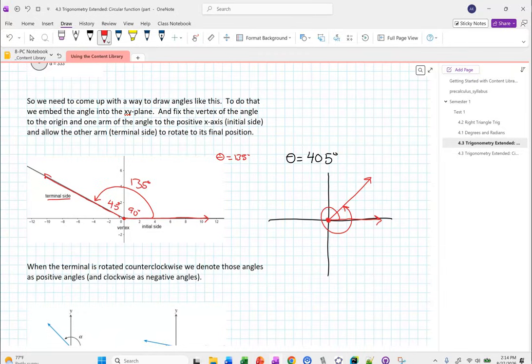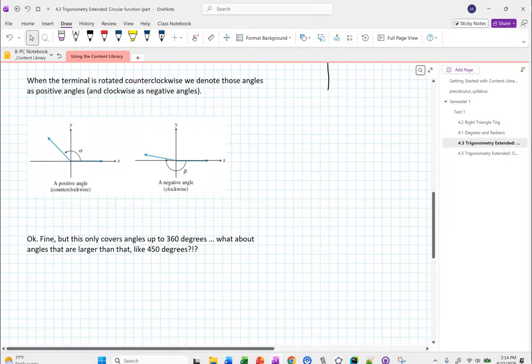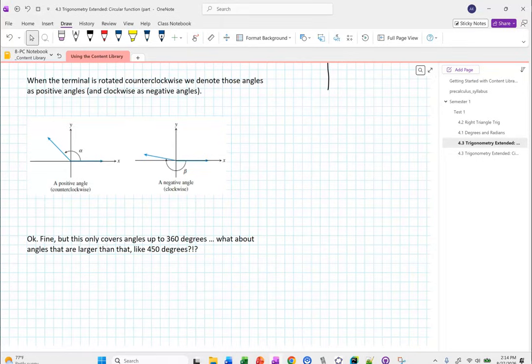Yeah, I'm going to rotate the other way. That's exactly right. So, positive angles, we're going to turn to the left. We're going to go counterclockwise. Negative angles, we're going to turn to the right and go clockwise. Everybody's okay with that?